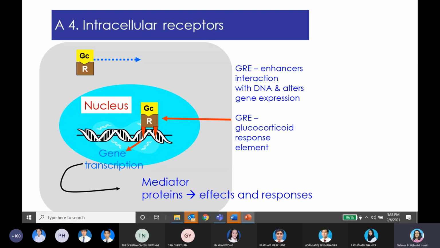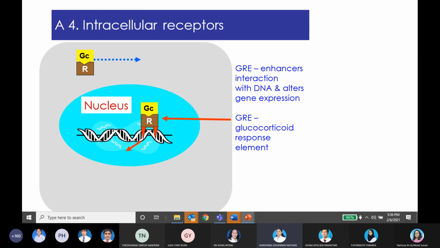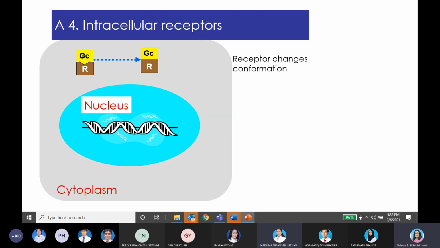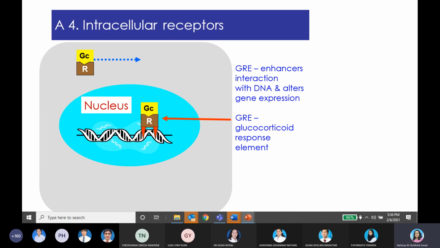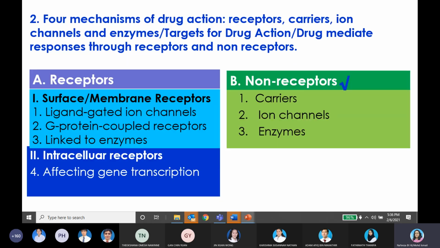Any questions so far? Doctor, I have a question. Okay, sure. So the enzyme-linked receptors also can affect gene transcription, am I right? Yep, that's right. Thank you, Doctor. All right. Okay. I don't have to go back there. So we're done with receptors.